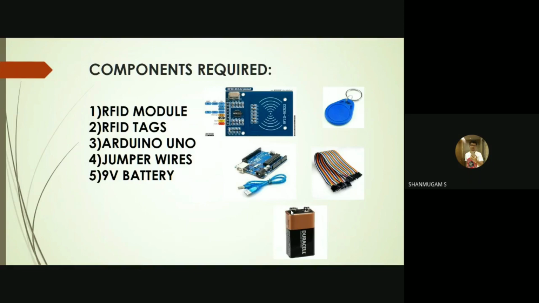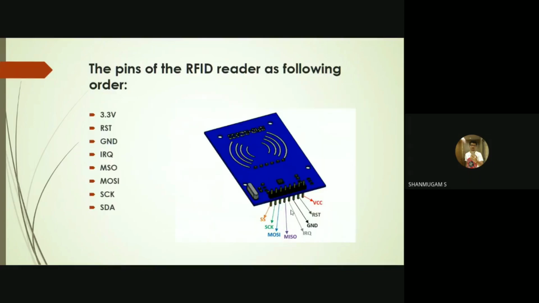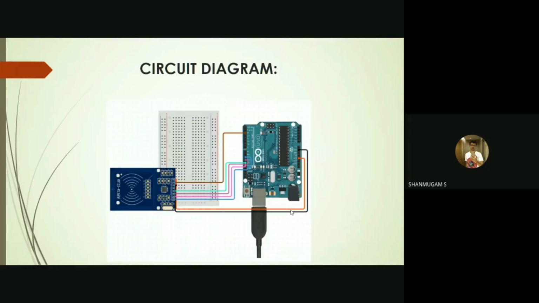Let's see the components required for making the RFID project: RFID module, which is RFID RC522, RFID tags, Arduino Uno, jumper wires, and a 9-volt battery. The RFID module is an 8-pin module consisting of 3.3-volt pin, RST, ground pin, IRQ, MISO, MOSI, SCK, and SDA. This is the basic circuit diagram of the RFID module.